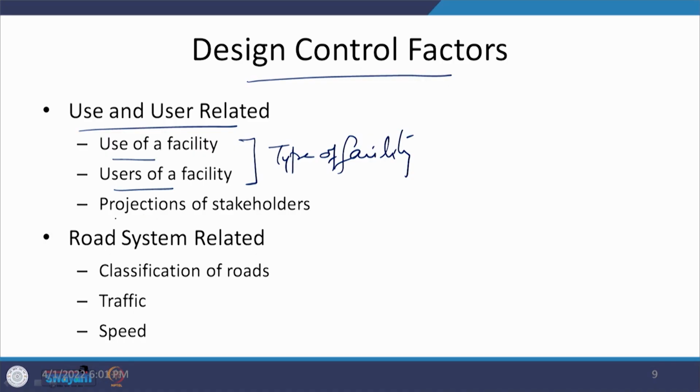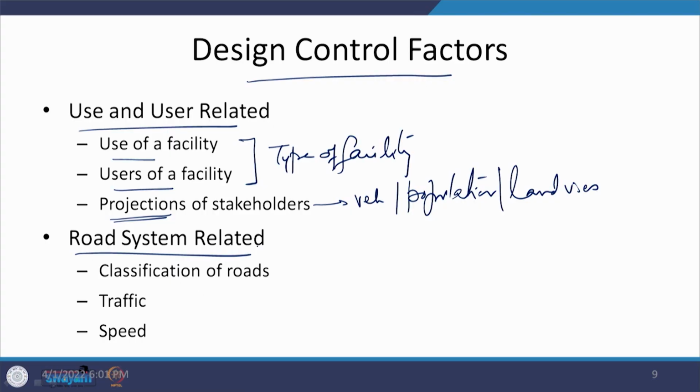We are also going to talk about the projections, because when you talk about the users, these projections are going to be there with respect to the vehicles, with respect to the population, and this population results in the users on the road. We are also going to talk about the projections for land uses, because these land uses are going to attract or generate the traffic, and that is what we are going to deal with when we are talking about the geometric designs of various facilities.